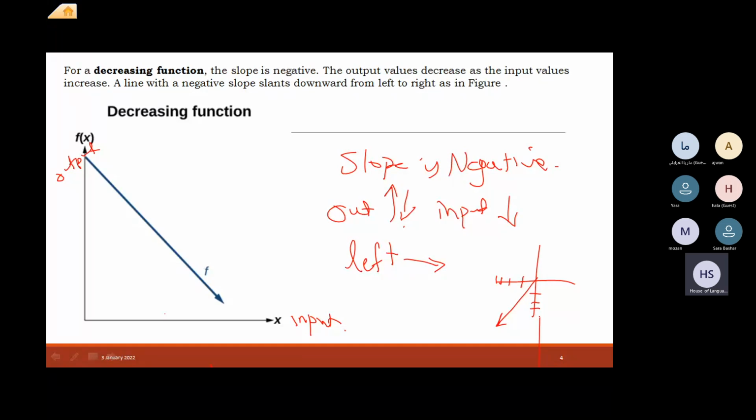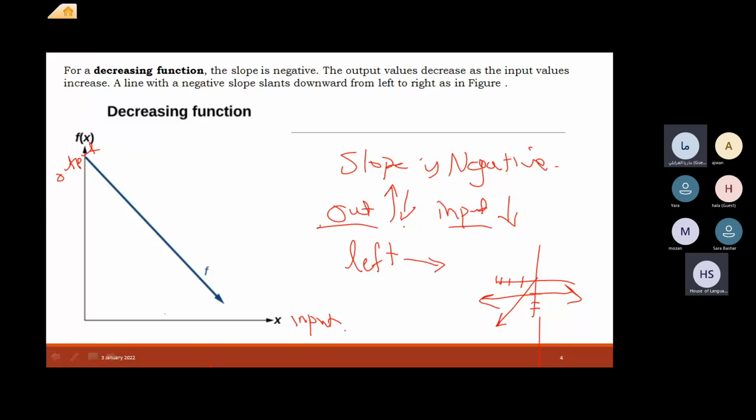What if the hand is going like this? Teacher, I understand the left, but I don't understand the output and input. If we want to go to the right, what do we do? If they are the same, it will be an increasing function. The opposite, decreasing. Exactly.